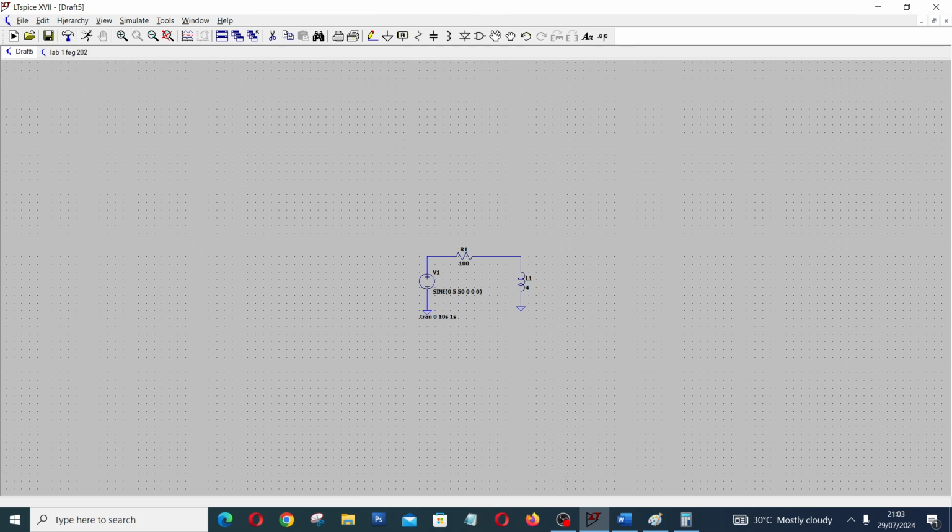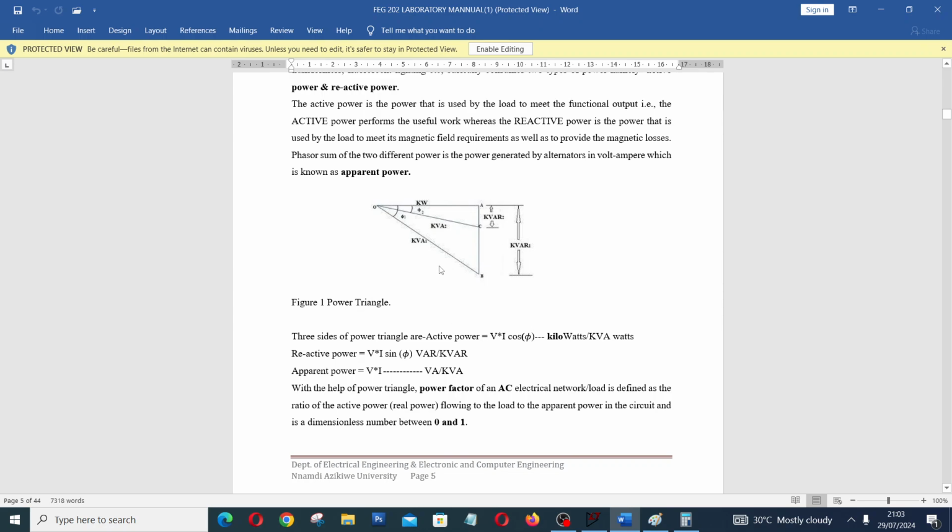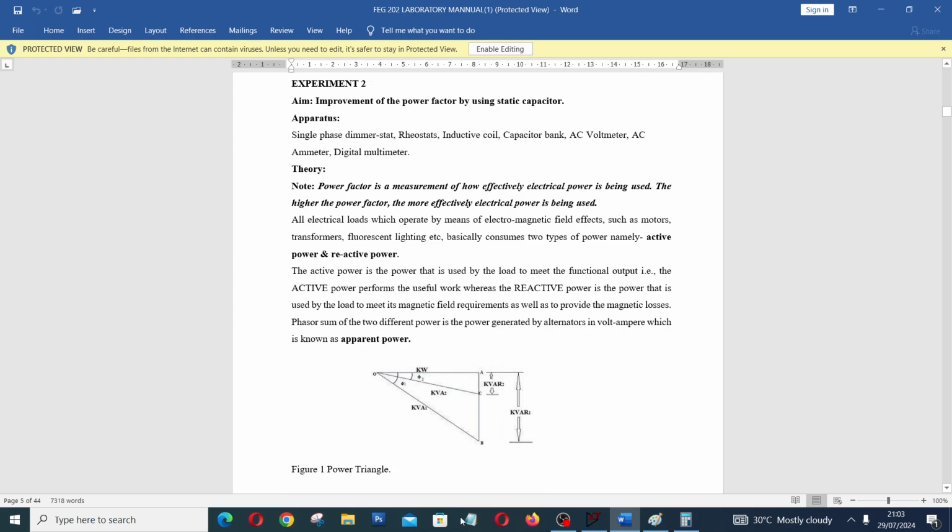That is why industrial premises that have heavy machineries are always overtaxed, because most of their load consumes what we call reactive load. So if you check the laboratory manual we are using, you see that the essence of this laboratory is to actually do power factor correction.